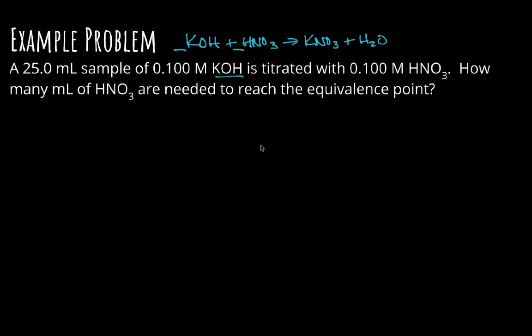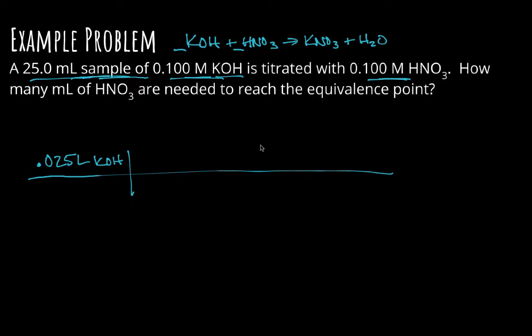So then when I set up the stoichiometry, I have a volume and a molarity for the KOH, but I only have a molarity of the HNO3. That means I'm going to start with the volume of the one I know more about, which is the base. I'm going to go ahead and change this to liters before I put it into my stoichiometry. So 0.025 liters of KOH. You can put the milliliter conversion in there if you want. I'm going to use the molarity.